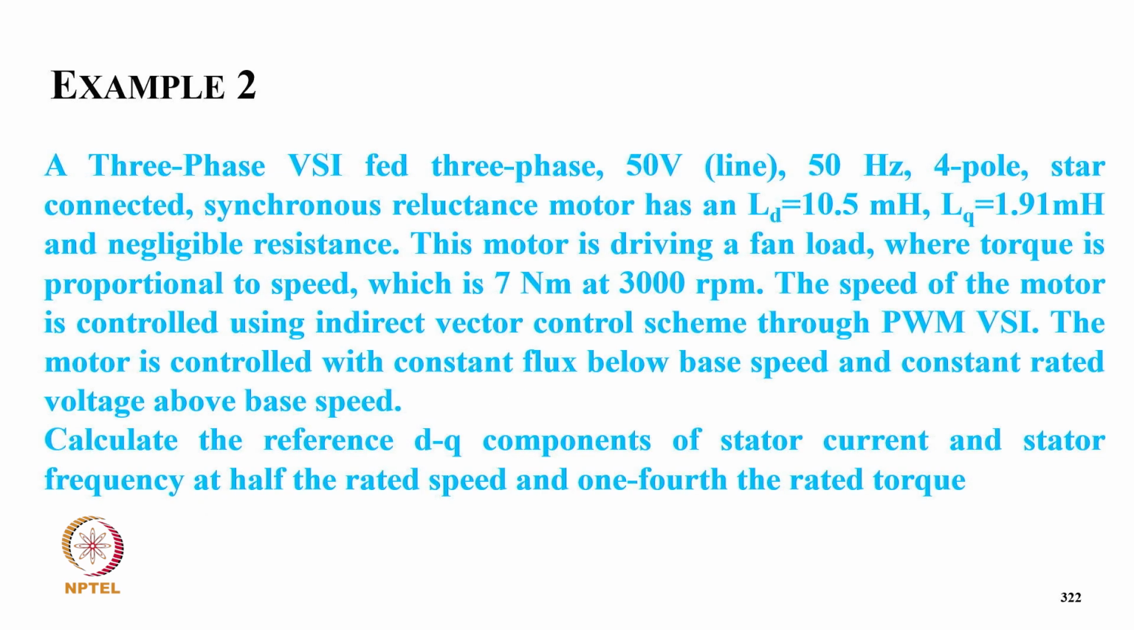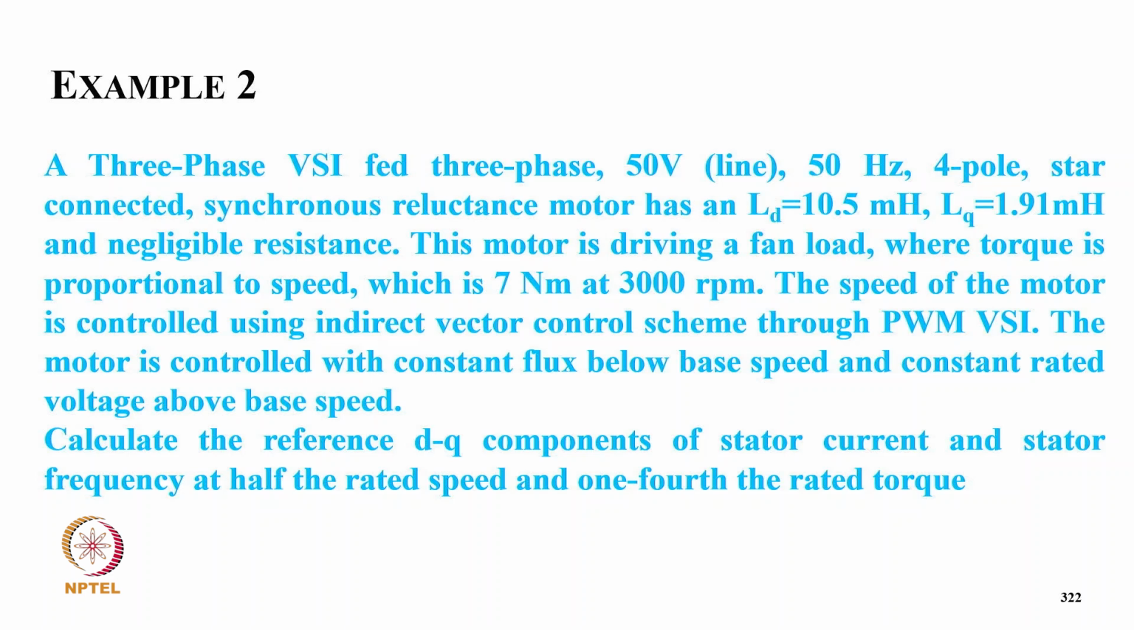So coming to example 2, a 3-phase VSI at 3-phase 50 volt 50 hertz, 4-pole star connected synchronous reluctance motor has LD equal to 10.5, LQ equal to 1.9, negligible resistance. This motor is having a fan load where the torque is proportional to speed, 7 Newton meter at 3000 rpm. Speed of the motor is controlled using indirect vector control scheme through pulse width modulated VSI. The motor is controlled with a constant flux below the base speed and constant rated voltage above base speed.